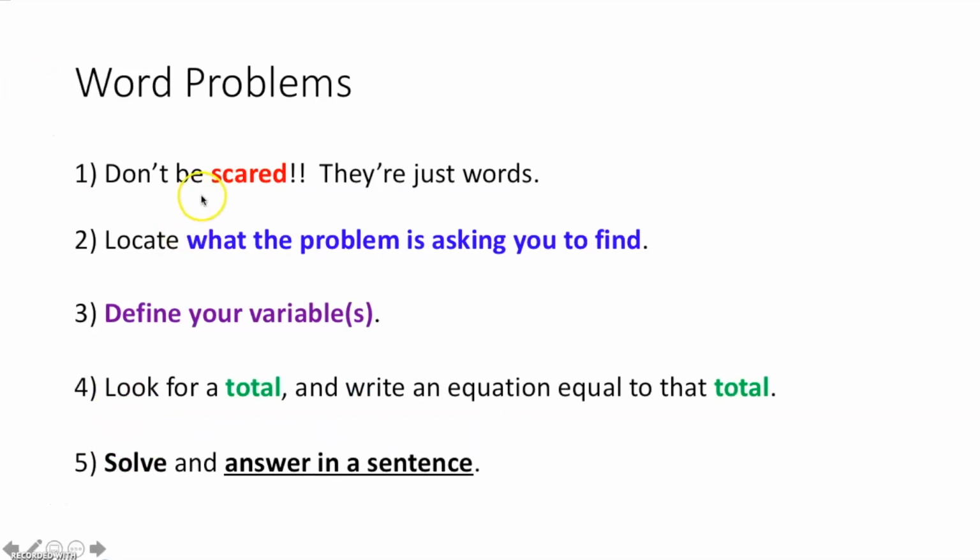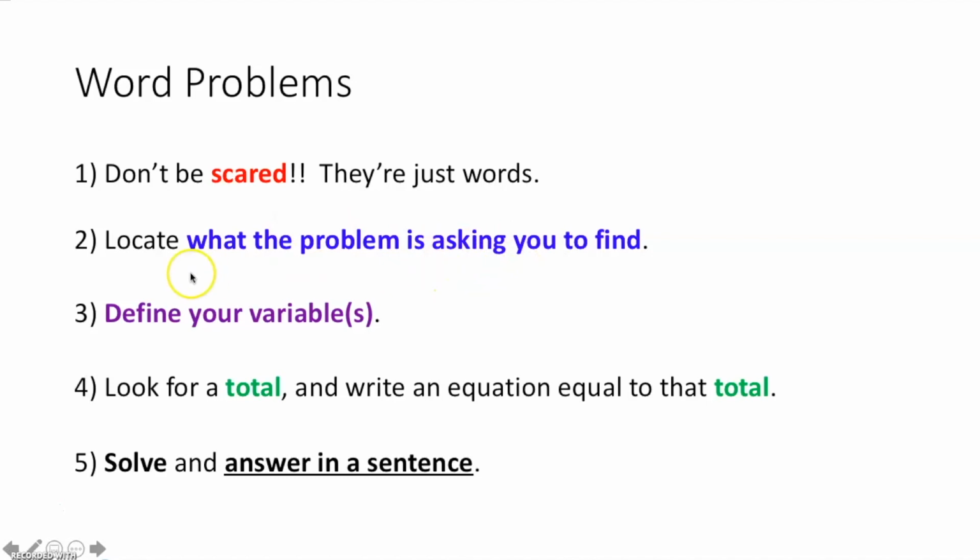Now with word problems, there's a couple things that you need to remember. First, don't be scared. They're just words. Everybody comes up to a word problem and then either freaks out or skips it. So you need to see that it's a word problem and don't be scared. Step 2, locate what the problem is asking you to find. It's usually the last sentence. So just check out that last sentence. It's probably going to tell you exactly what it wants you to find.